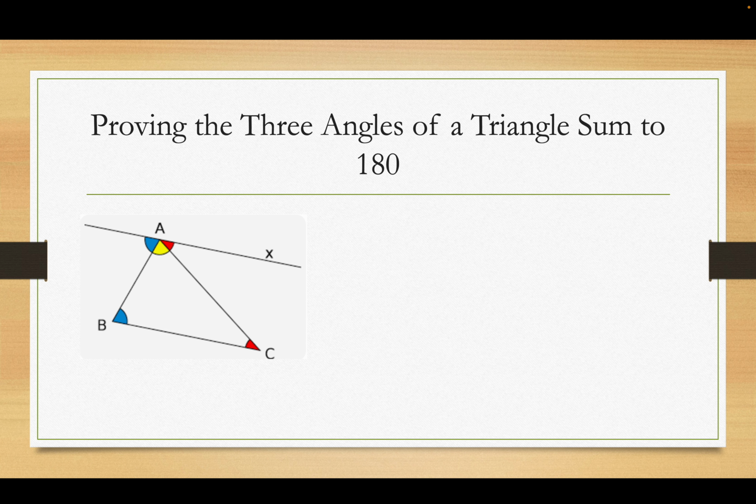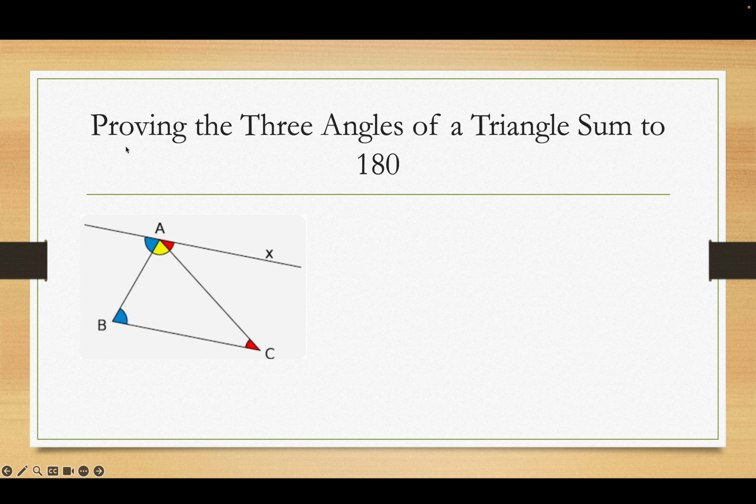So what I notice here is I'm going to draw this line X through the point A so that it's parallel to BC. And then my two red angles are alternate interior angles, and my two blue angles are alternate interior angles, just in different locations. So what I notice when I look at this is up top, this half circle here, that adds up to 180 degrees because all three angles make up a straight line.